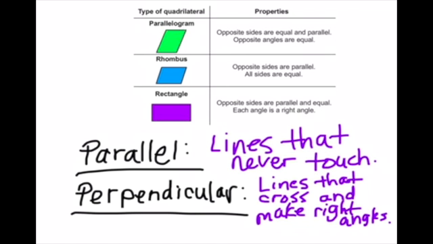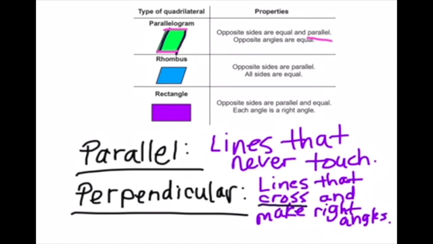What does it mean, though, when a line is perpendicular? Well, perpendicular is a different kind of word. Those are lines that actually do touch. They cross, and they make right angles. So I do not see perpendicular lines in our parallelogram. I see two sets of parallel sides. That's why it says opposite sides are equal and parallel. So the ones in pink are parallel, and then the ones in that navy blue are parallel also.